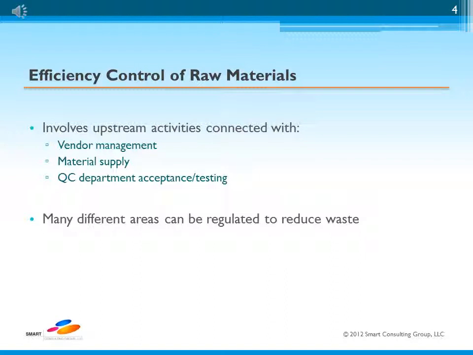Slide 4 here demonstrates the efficient control of raw materials. This is a complex process that involves upstream supply chain activities connected with vendor management, the supply of the materials, and the acceptance testing at the site by the facility quality control departments.